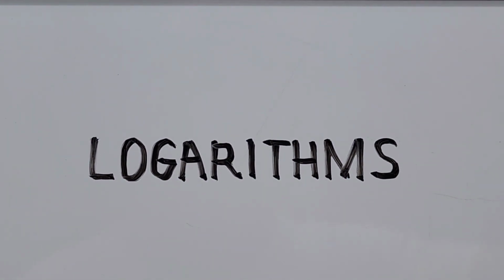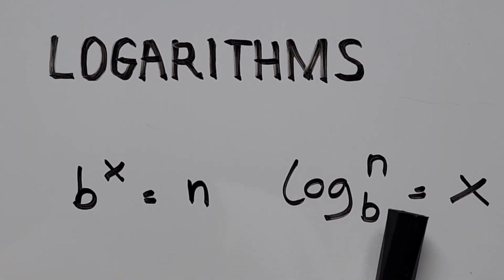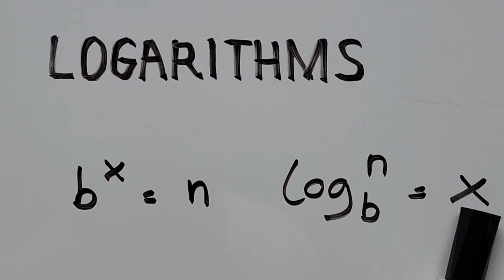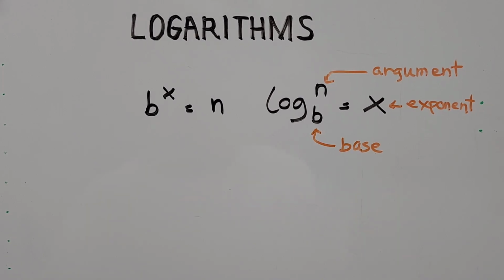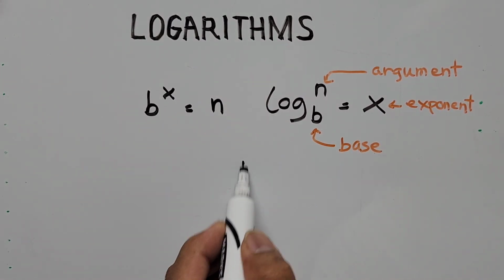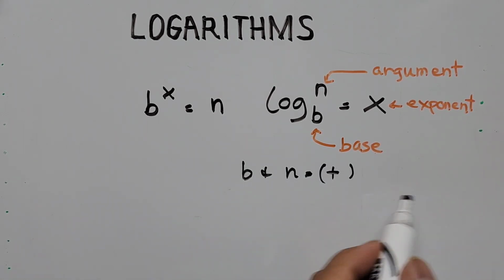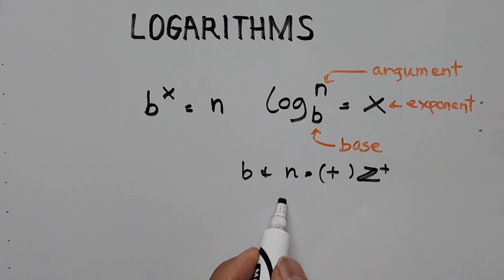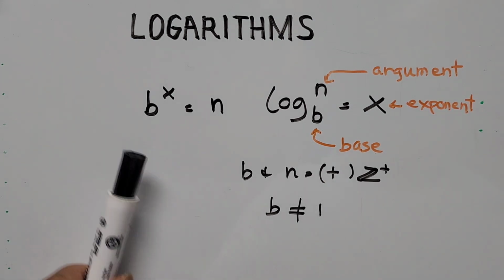b to the x is equal to n. In logarithmic form, this is log of n to base b equals x. So b is the base and x is the exponent, and n is what we call the argument of the logarithm. And here, b and n must be positive numbers, and b cannot be equal to 1. Otherwise, an exponential function does not exist.